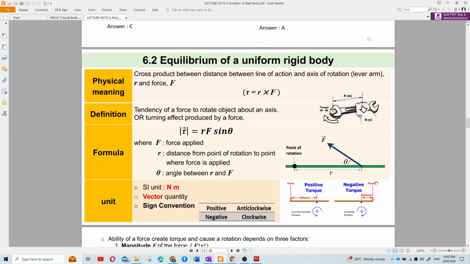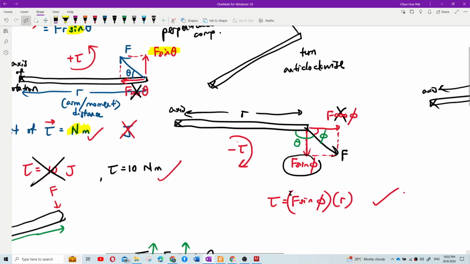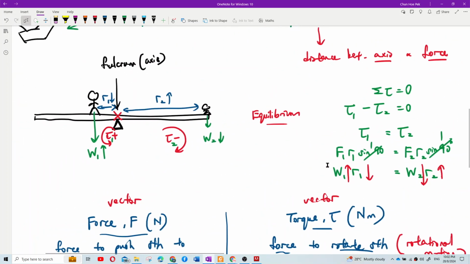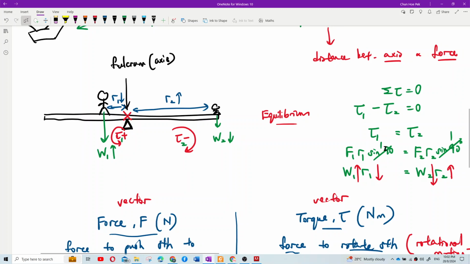Oh, you talk about the sine 90. Did I write sine 90 anywhere? Oh, here, this one, sine 90. Why is it 90 degree? Look at this one. This weight and the R, is it 90 degree between them? Yes, 90 degree. So the angle between the force and the R is also 90 degree. That's why sine 90. Between the weight and the R also 90 degree. So sine 90. Understand?